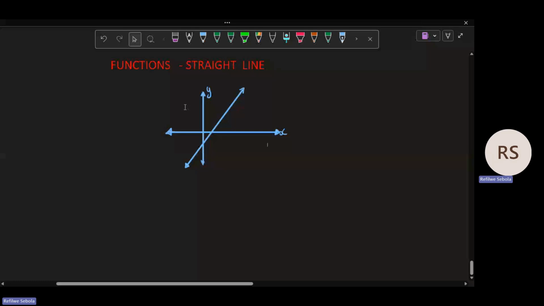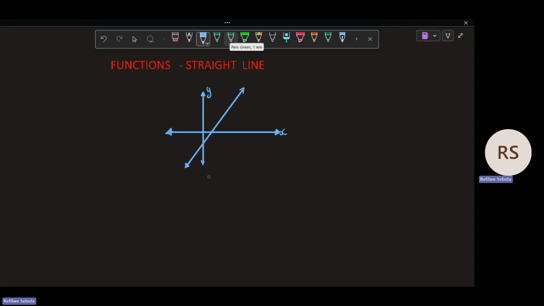Let us analyze part of functions, which is the straight line. So this is a very important concept that needs to be understood. When we are talking about a straight line, we are talking about a certain graph that is of this nature. It is linear. This is a straight line graph.